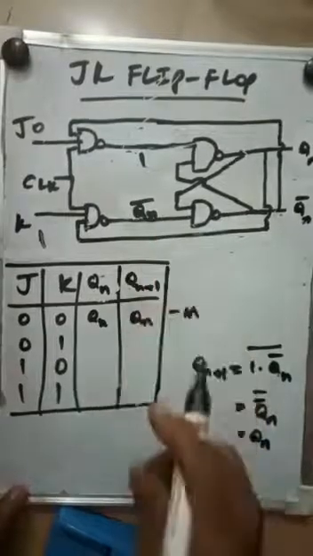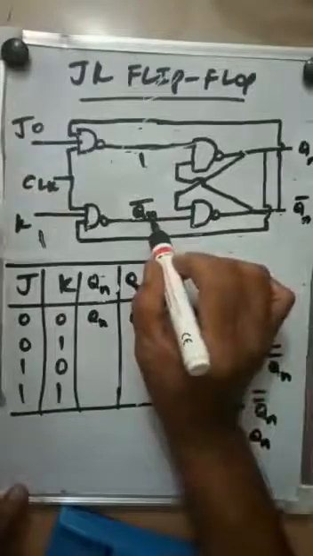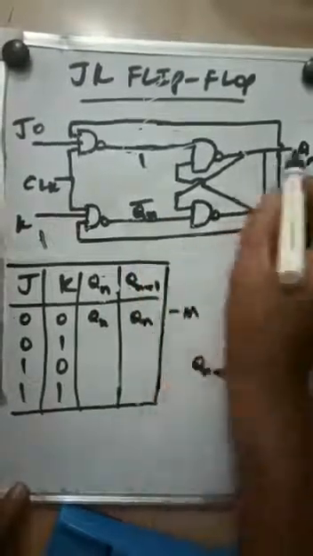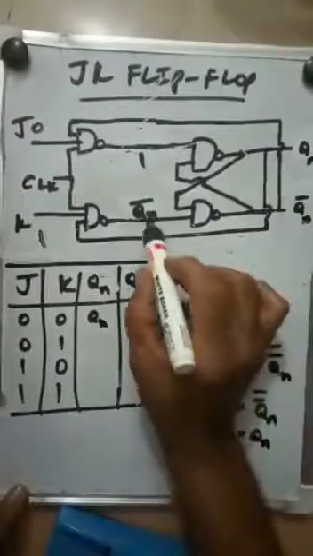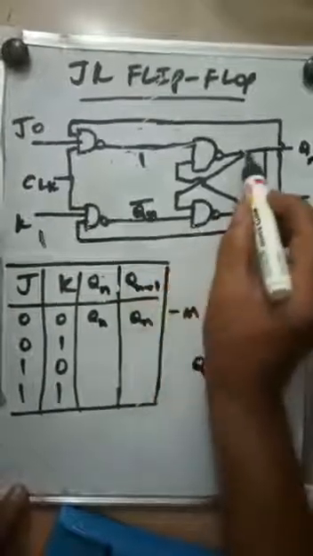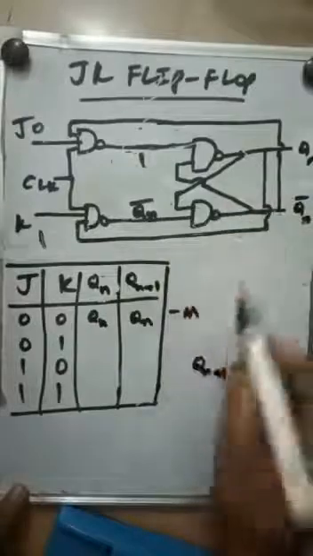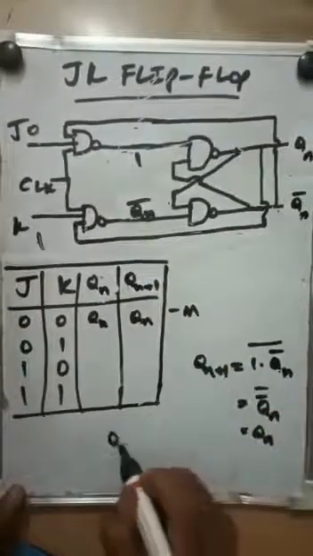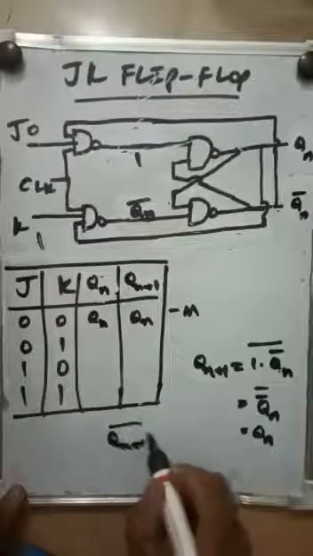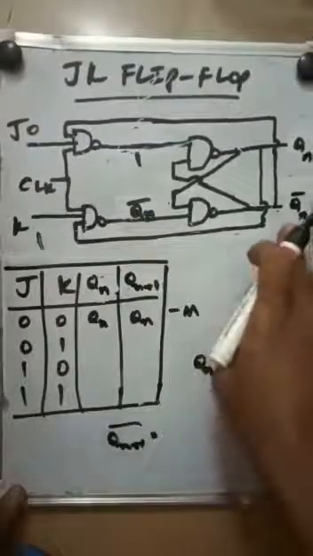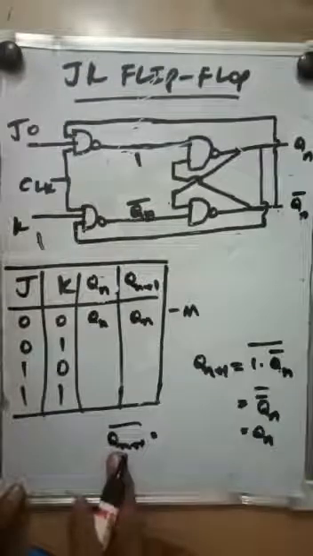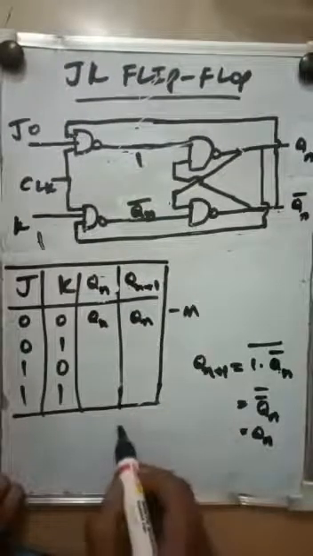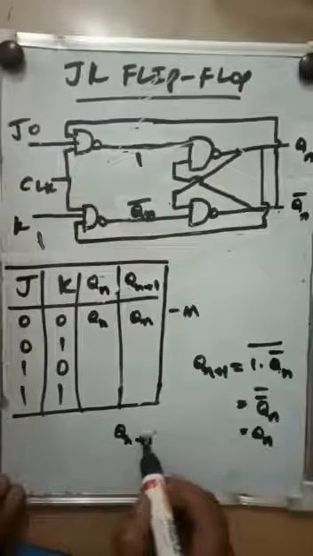And let us check for this. That means let us check for that. Keep it aside. This is qn, then this is qn bar and this is qn. Let us check for qn. This is qn plus 1 and this is qn plus 1 whole bar. That means the next state of this is the complement, definitely qn plus 1 whole bar.